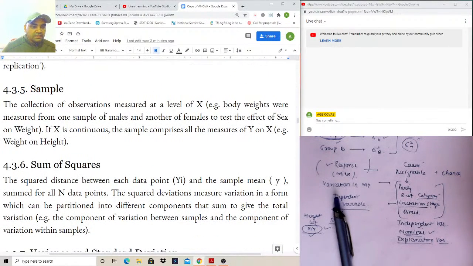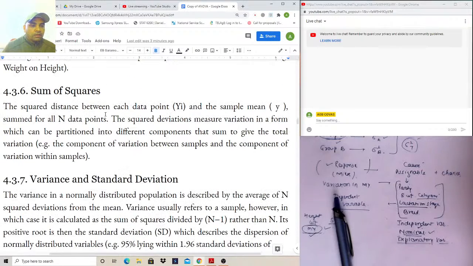Now comes your sample. The collection of observations measured at a level of x. Say, for example, body weight was measured from one sample of males and another from the females. So your sex becomes your categorization for sample, that is, the sample from males and the sample from females. If x is continuous, the sample comprises all the measurements of y on x, right?